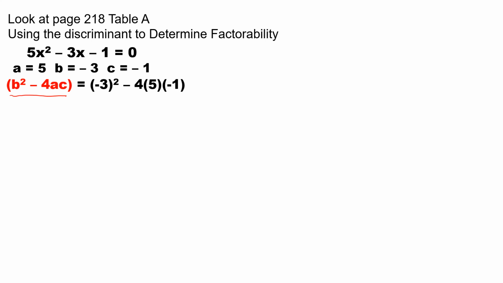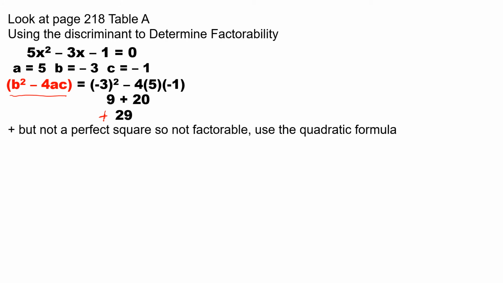And so go ahead and plug in your values and then simplify. And when we simplify, we get a positive 29. If you look at that table, what does it tell you? That if you end up with a positive, and this is not a perfect square, 29 is not a perfect square, so it's positive, not a perfect square, so it's not factorable. So it's not easily factorable. So that means you're going to use the quadratic formula. So that's a real quick way to say, should I use the quadratic formula on this or should I try to factor it? Let's look at another example.